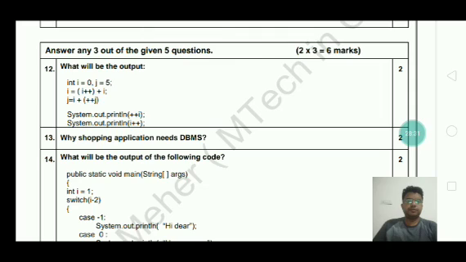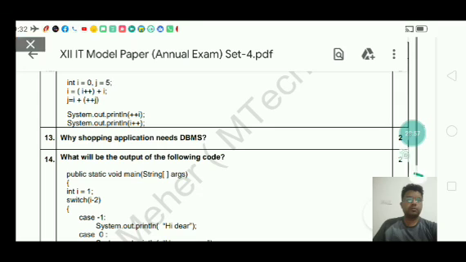Next is i equal to i plus plus, j equal to i plus plus j. Next, System.out.println plus plus i, System.out.println i plus plus. So now i equal to 0, j equal to 5, i equal to i plus plus.